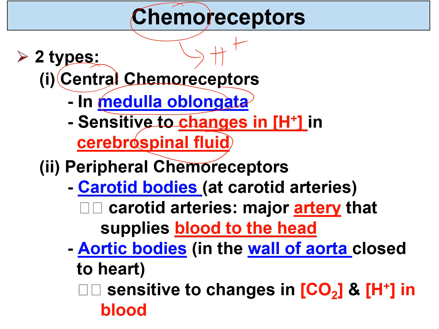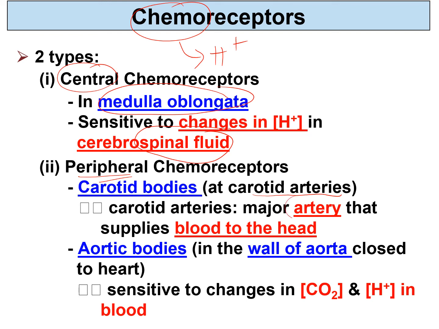Okay, then we have the peripheral chemoreceptors, which includes carotid bodies. Carotid bodies is located at carotid arteries. Ni arteri yang duduk dekat bawah kita punya thyroid ni, dekat leher ni. Okay, nanti saya tunjukkan gambar.